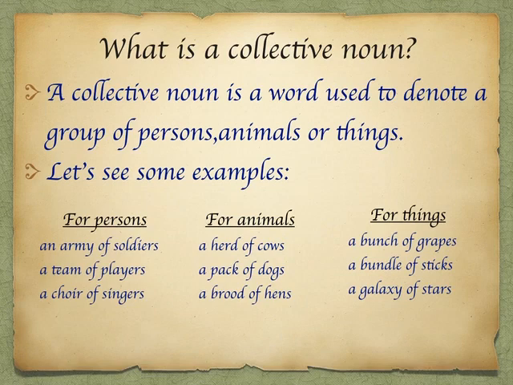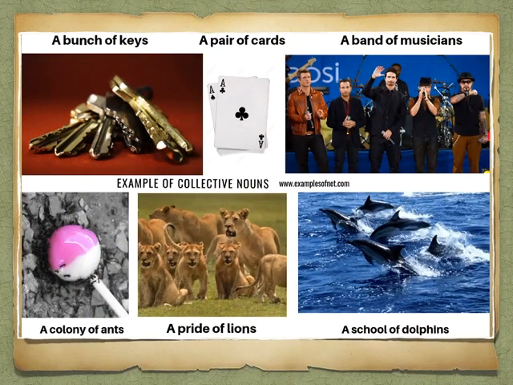Let's see some more images of collective nouns. So here there are some more images of collective nouns. A bunch of keys, a pair of cards, a band of musicians, a colony of ants, a pride of lions, a school of dolphins. There are many more examples of collective nouns. Now let's go through some of the grammar tips regarding collective nouns.